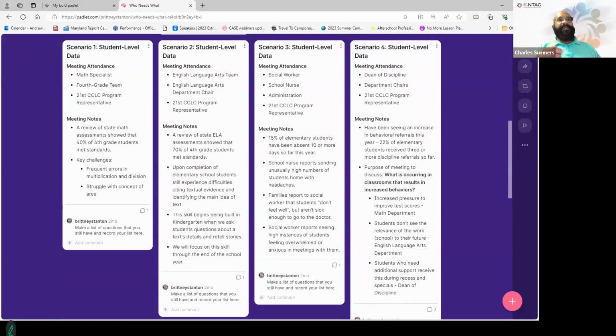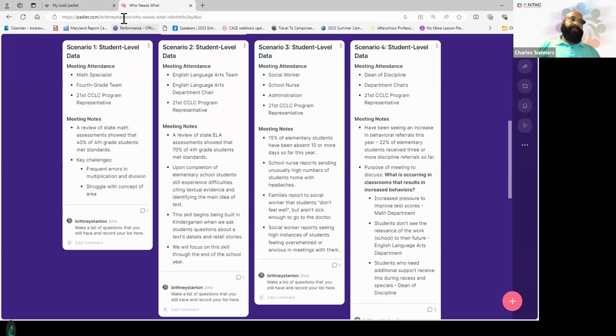So in the second row on the Padlet, we're going to have notes that you got from your specific meetings. We're going to break down the groups in the same way we did before, A through F, G through L, M through R, and S through Z. And we're going to look at the notes that we got from our meetings, and then we're going to record questions that we have underneath those notes.